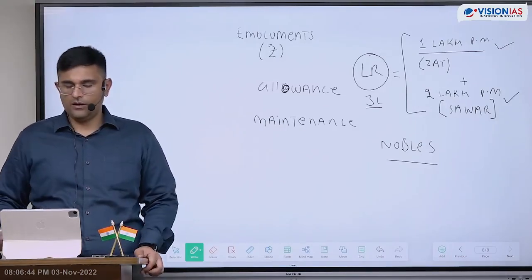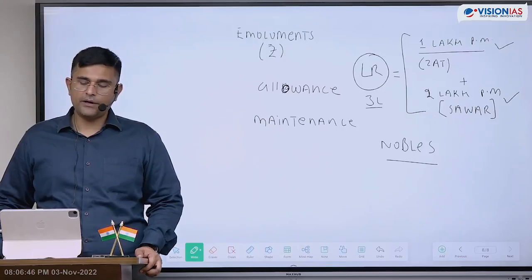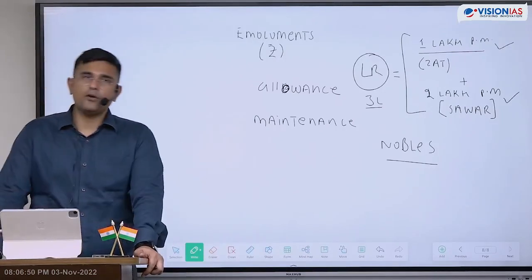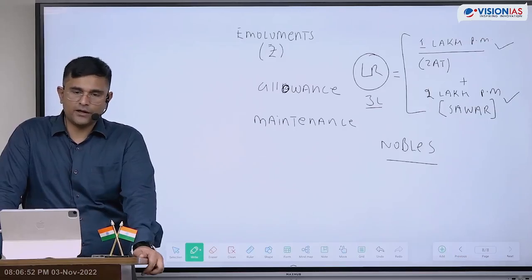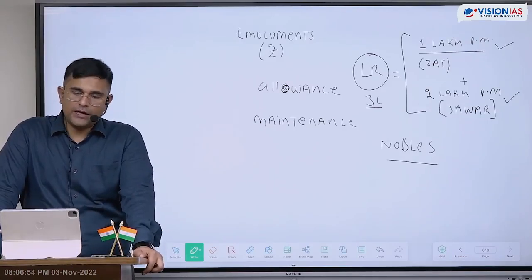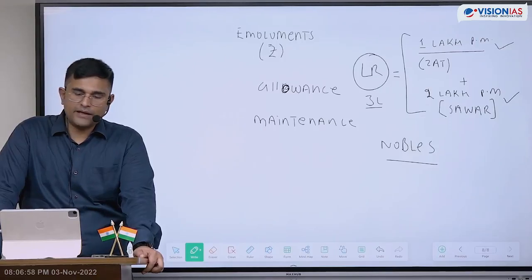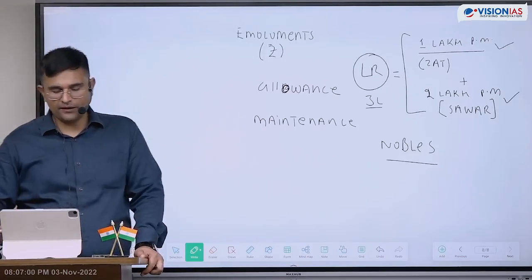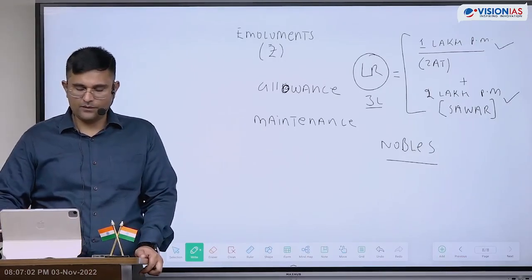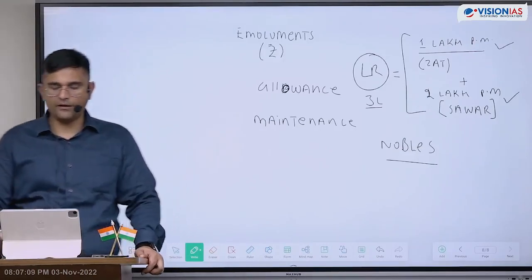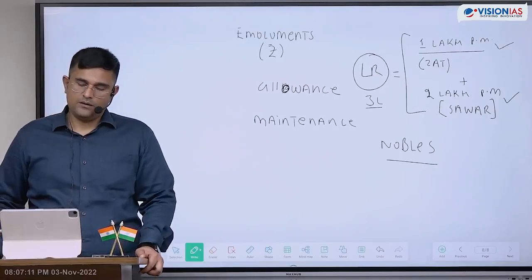Next, Mughal emperor depended on Mansabdars for maintenance of army.